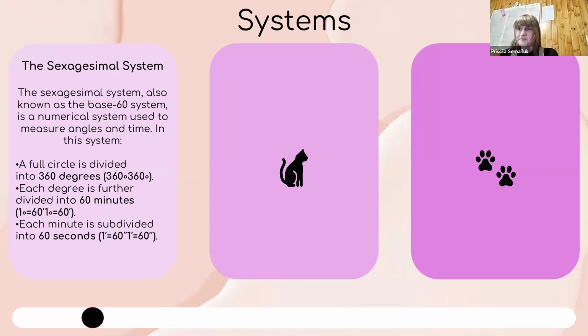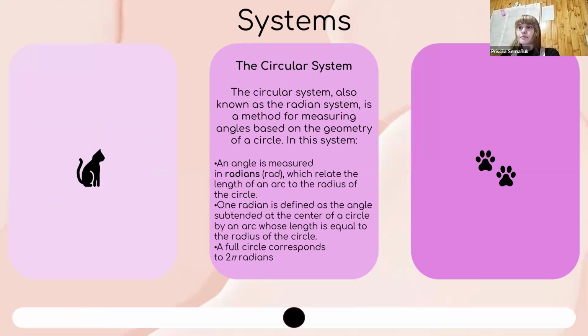It's always 60. And then we have the circular system, which uses pi. So in this case, the angle is measured in radians, you know, rad.